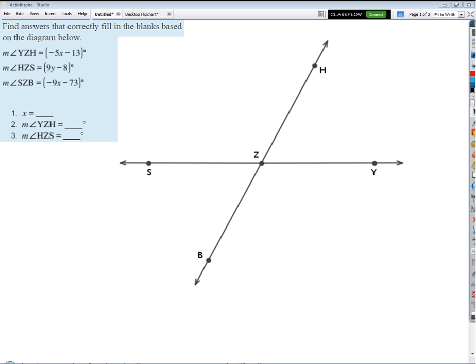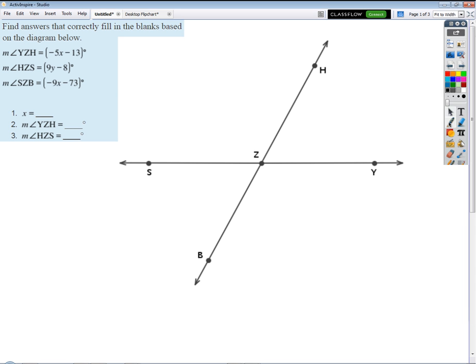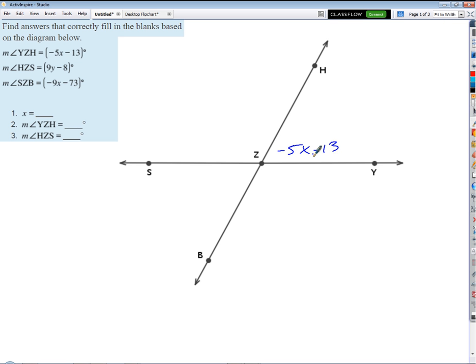The measure of angle YZH, so that's this guy, right? Is negative 5x minus 13. So we'll write that in. Negative 5x minus 13 degrees.